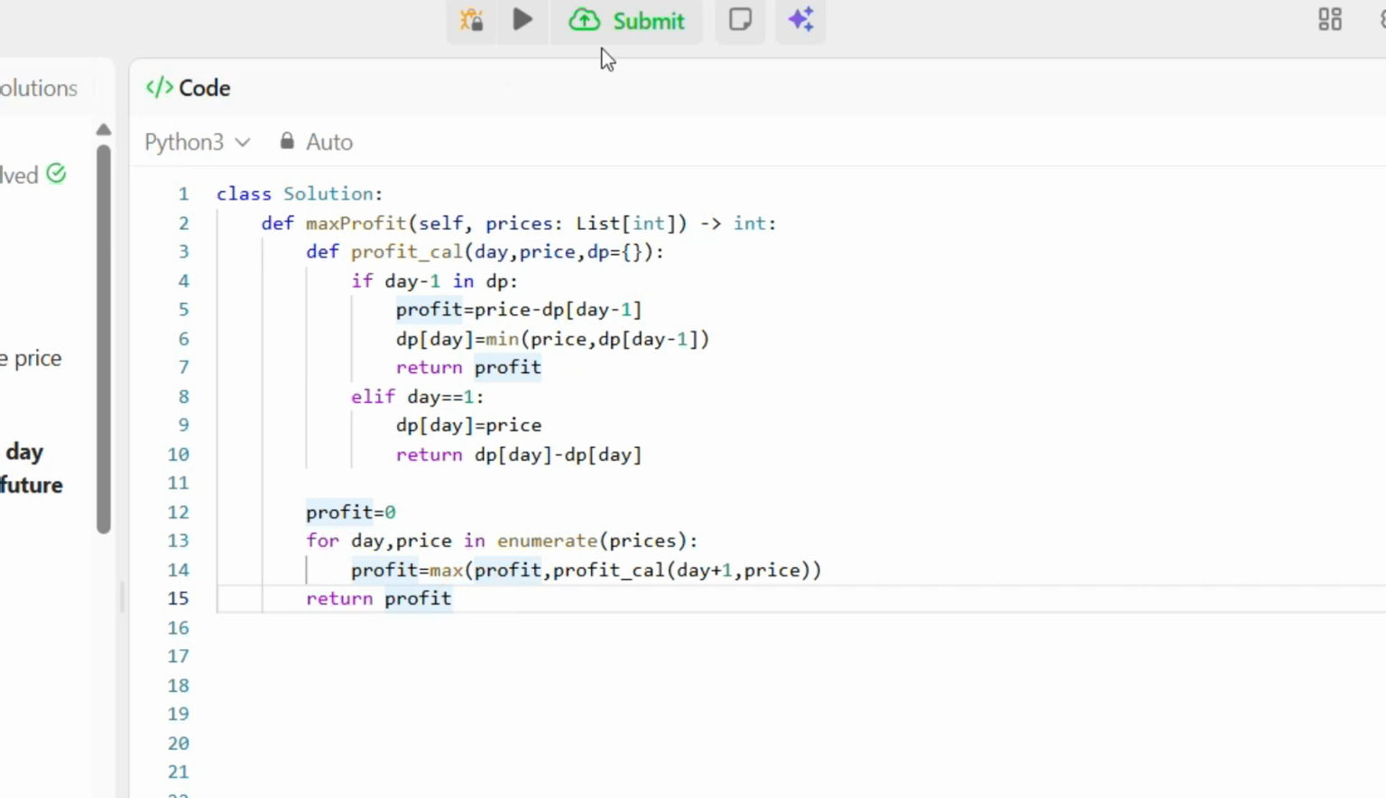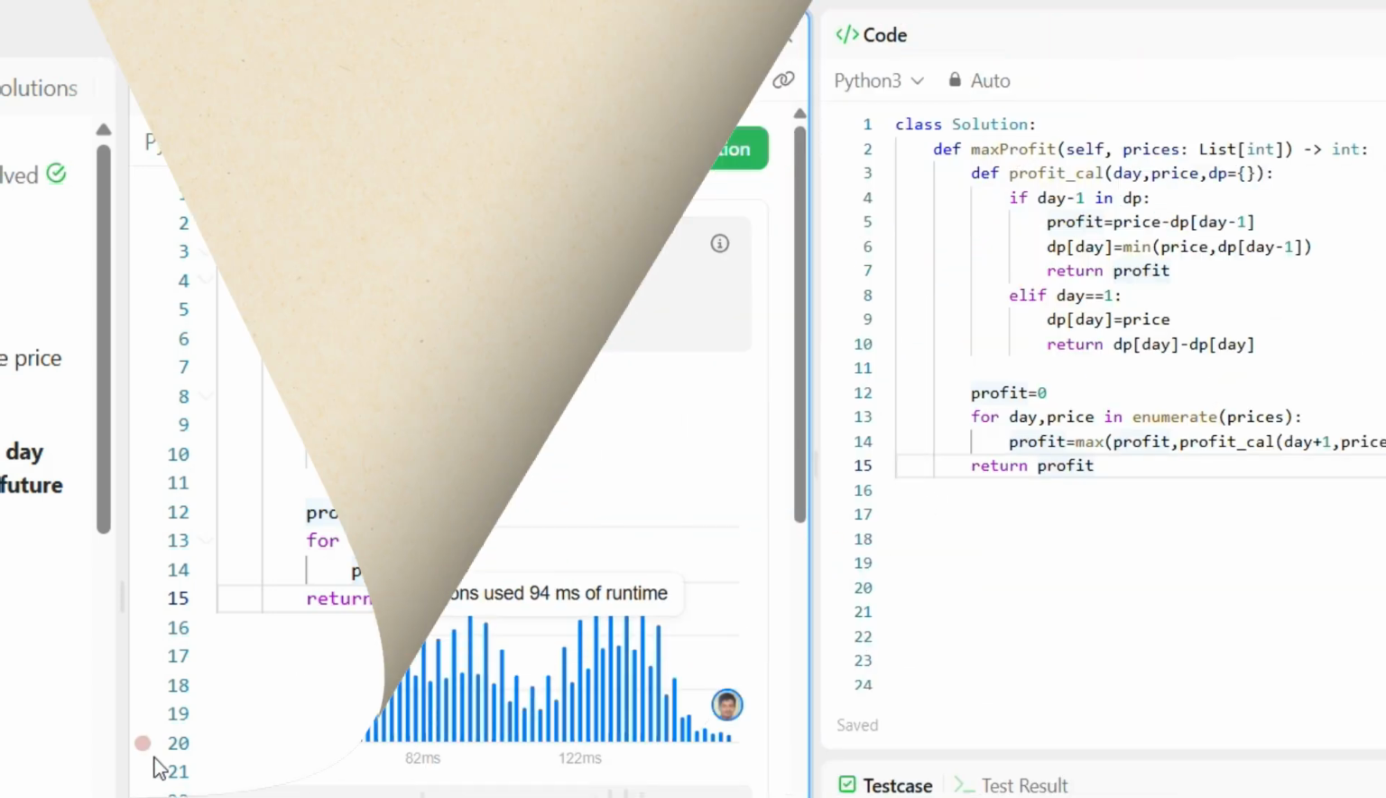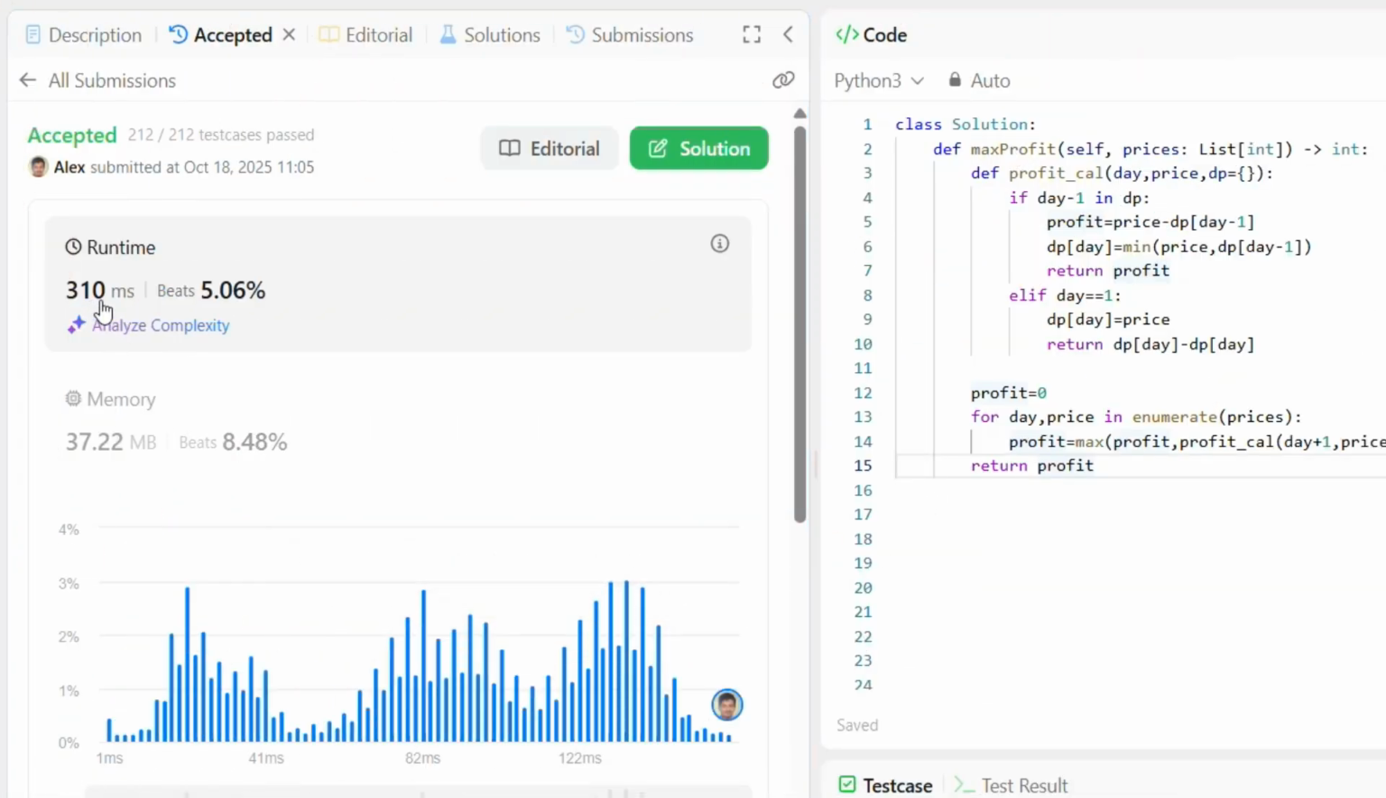So this is what I have done. It is time to execute. Now you can see 310 milliseconds, beats 5, not 0.6 percent. Now once again let us submit. In this case we are using DP and calculating all these things.